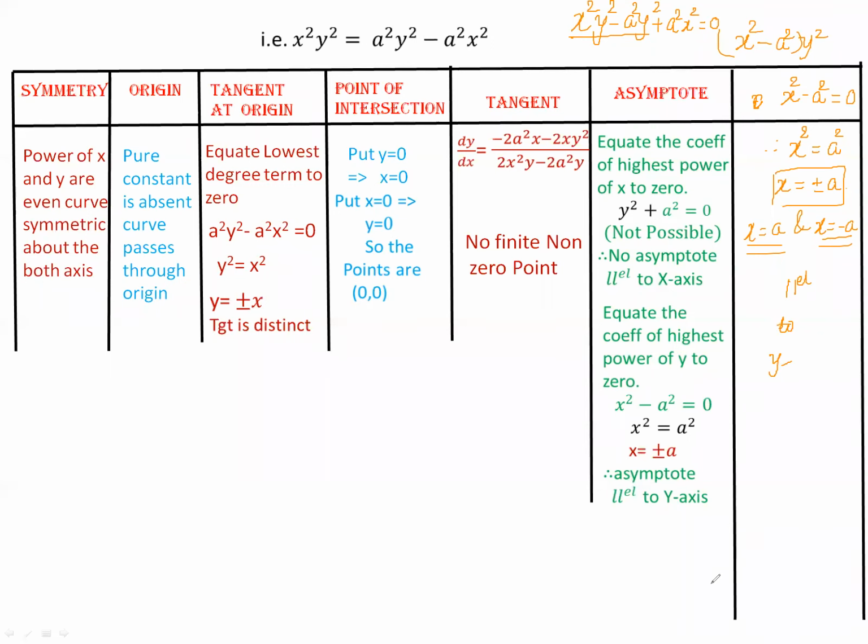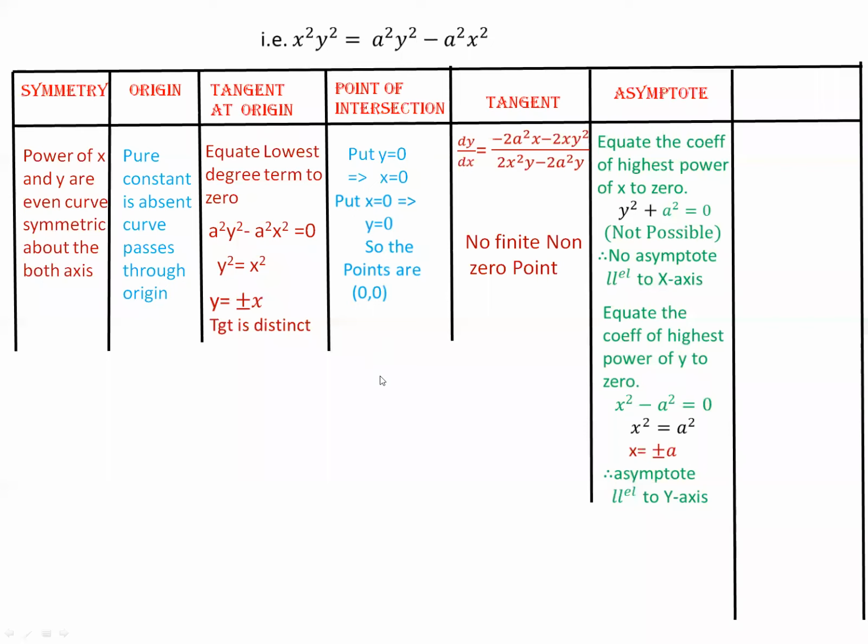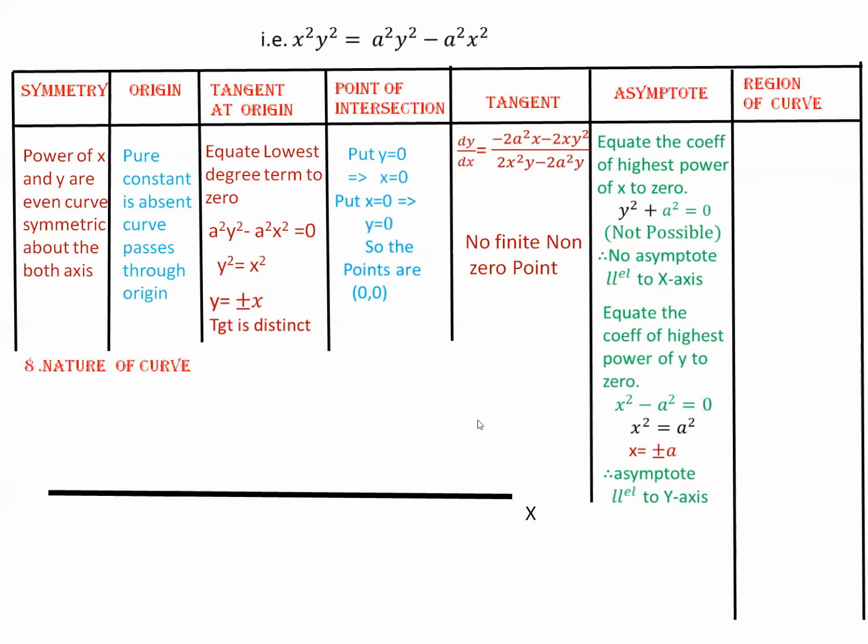Okay, then next, after this we are going for the next term, that is the nature of the curve and where to trace that curve, means we have to find the region of the curve. As the curve passes through the origin, y is equal to plus minus x are the tangents at origin. The point of intersection is none other than 0, 0.